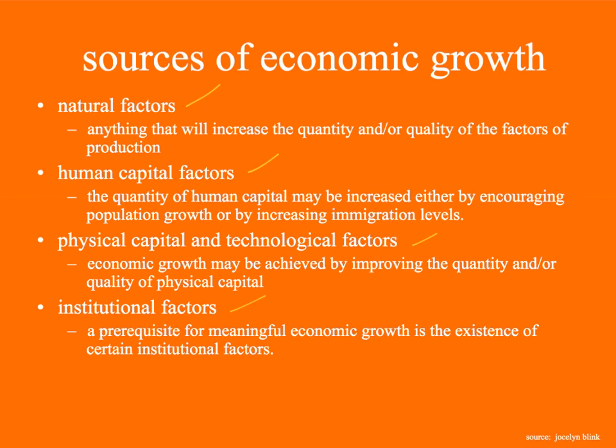But it might also mean just improving the quality of it. You can improve the quality of your natural factors by simply improving the fertility of the land, or using it better, or improving your agricultural methods, or more efficiently using your land by building up instead of expanding out. So you have to have these natural factors in place in order to increase the quantity and quality of the factors of production. That is the first item.